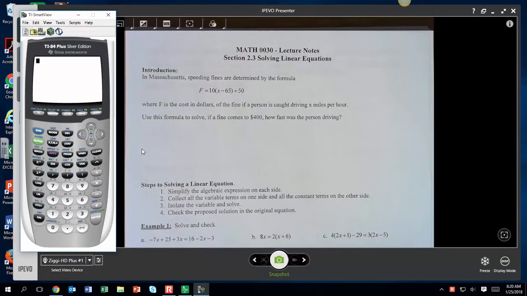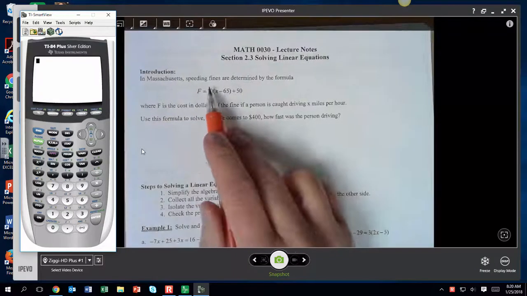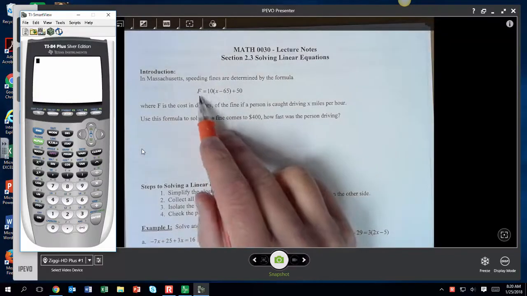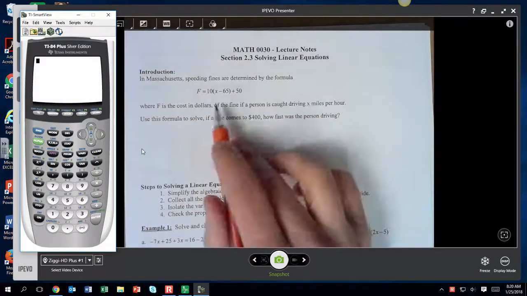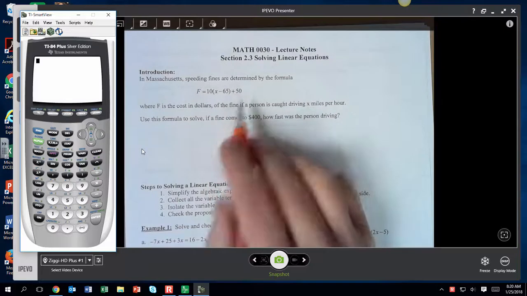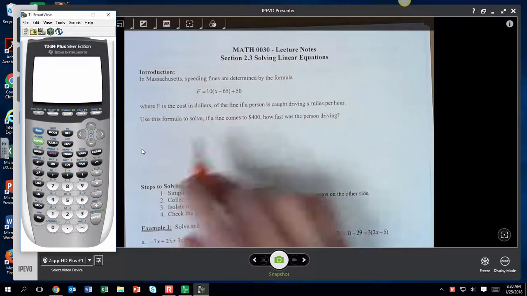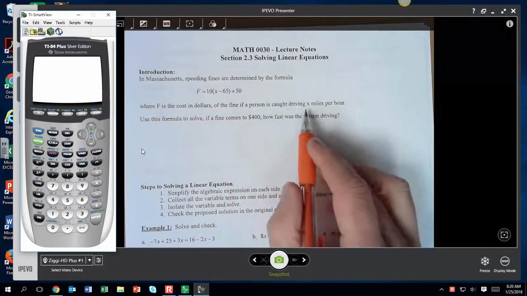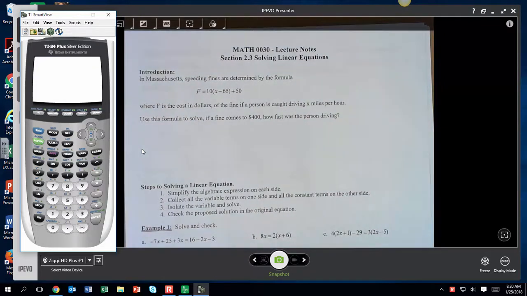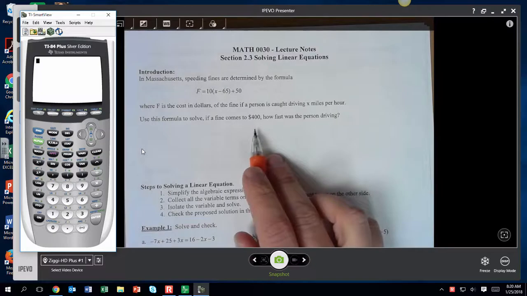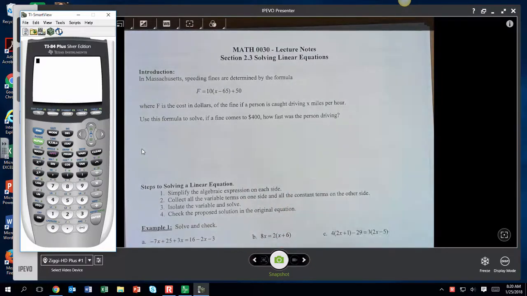This is Math 0030, Section 2.3, Solving Linear Equations. So in the first, we're going to take a real-world example. In Massachusetts, the speeding fines are determined by the formula F equals 10 times the quantity x minus 65 plus 50, where F is the cost in dollars of the fine if a person is caught driving x miles per hour. So we're going to use this formula. If a fine comes to $400, how fast was I going?